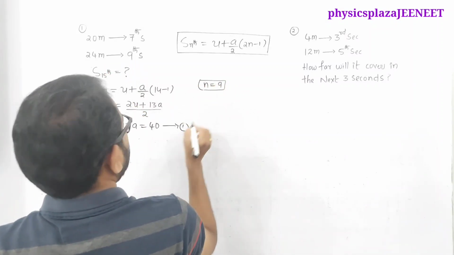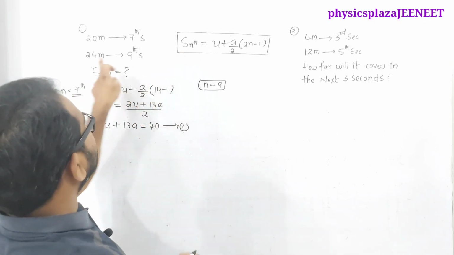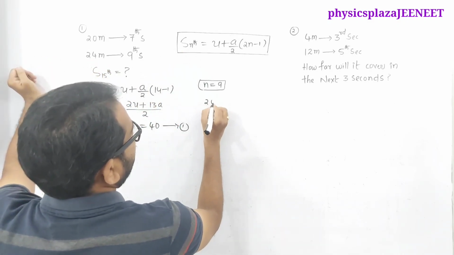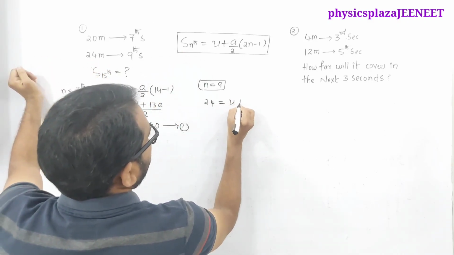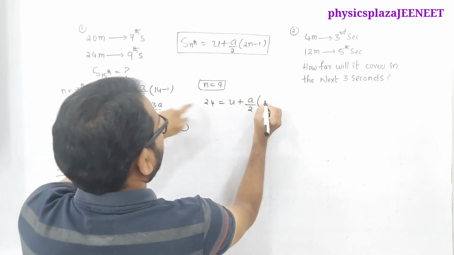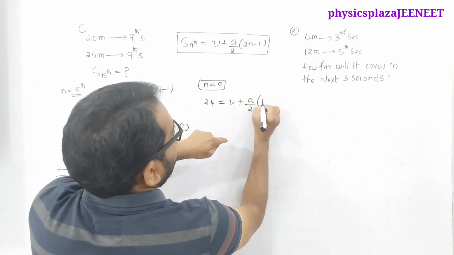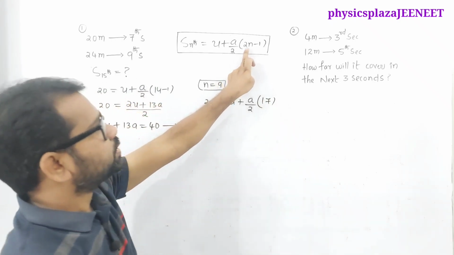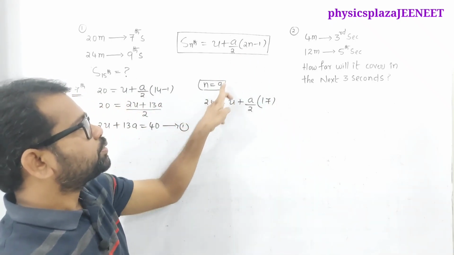n is equal to 9. So here the distance covered in the 9th second is how much? 24 meters, right? So 24 meters is equal to u plus a by 2 into 2 into 9, 18, 18 minus 1, 17. Children, I am using this. In the place of n, I substitute 9.